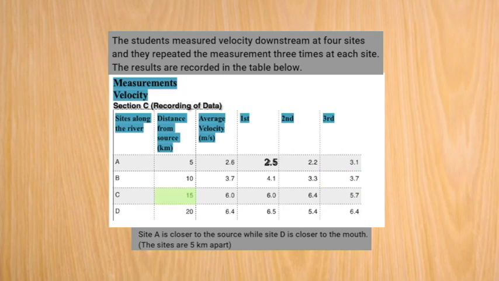Site C is 15 kilometers from the source. The first measurement was 6.0 meters per second. The second measurement was 6.4 meters per second. The third measurement was 5.7 meters per second. Site D was 20 kilometers from the source. The first measurement was 6.5 meters per second. The second measurement was 6.4 meters per second. And the third measurement was 6.4 meters per second.